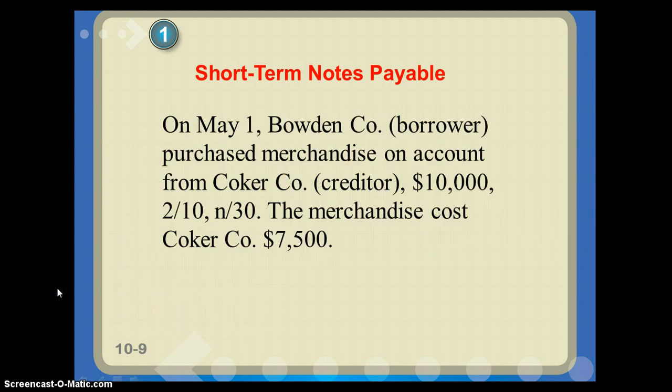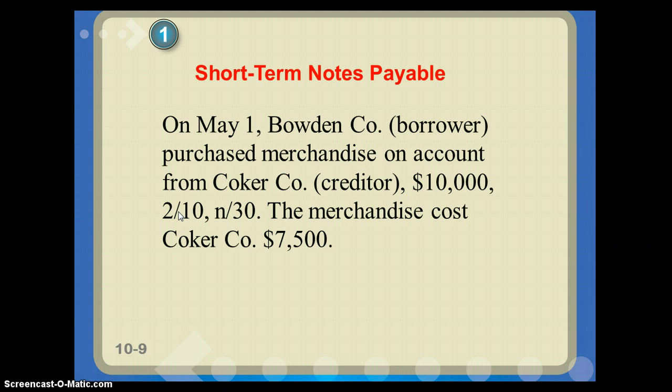Here's another example. On May 1st, Bowden Company is the borrower. Purchased merchandise on account from Coker Company, who's the creditor. The amount was $10,000. Net 10, 2% at 10, net 30 are our terms. And that's because we have terms, we know it's on account, besides the fact it tells us on account. If it has terms, it's on account. And the merchandise cost Coker Company $7,500.